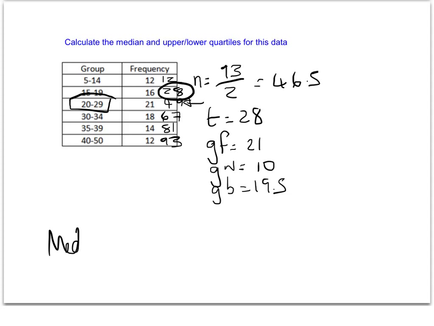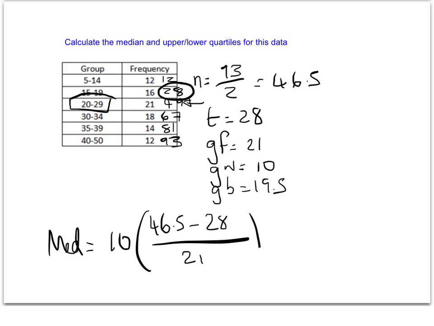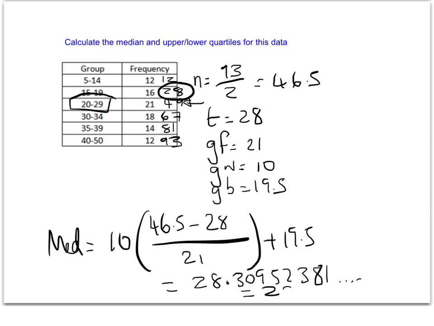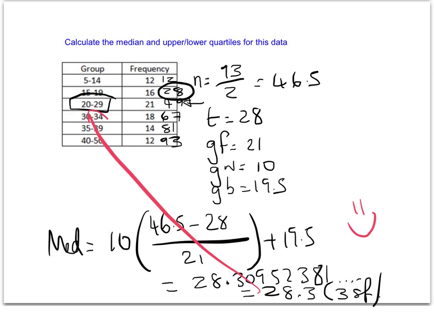So putting everything into the formula, the median is the group width times n minus t over group frequency, add group bottom, which comes out to be 28.30952381. Full calculator display first, and then 3 significant figures. Quick check, is that in the group? Is 28.3 somewhere between 20 and 29? Yep, good.